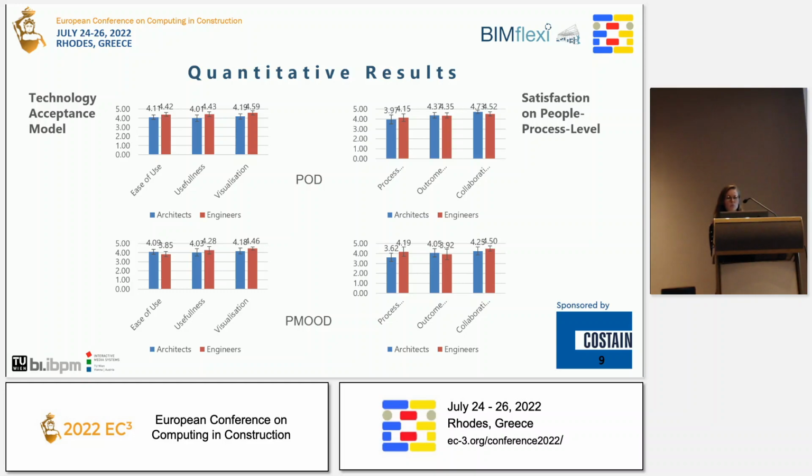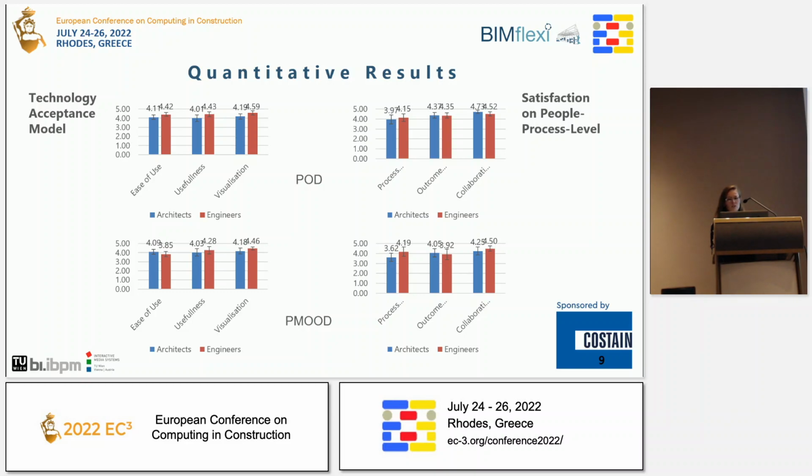Engineers rated it with 4.59, while architects stated their satisfaction with 4.19. Regarding the satisfaction on people-process level, the subcategories collaboration and outcome are ranked higher by the architects than by the engineers. The attendee satisfaction with the process was higher rated by the engineers. The questionnaire resulted in 4.15. For them, the architects rated their satisfaction slightly lower with 3.97.